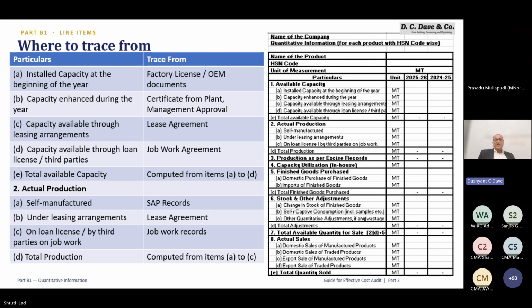Then under leasing arrangements, as I said, it's a lease agreement, but there will be separate documents available for the dispatch coming out of the leased factory. On loan license, by third parties on job work, again you'll have job work records. Remember that whatever comes inside the factory and goes outside the factory is always recorded, and you'll be able to lay your hands on all the records which have brought the goods inside. And the total production is, of course, the total of A, B, and C. That makes your total production.